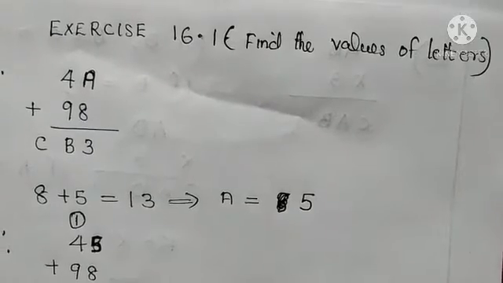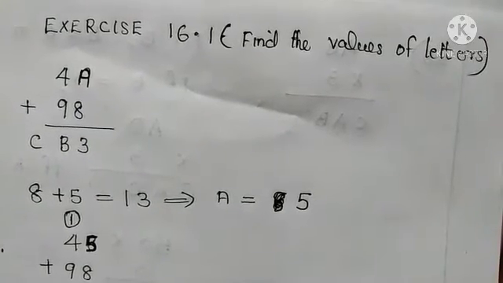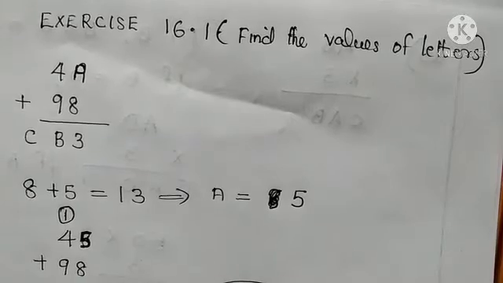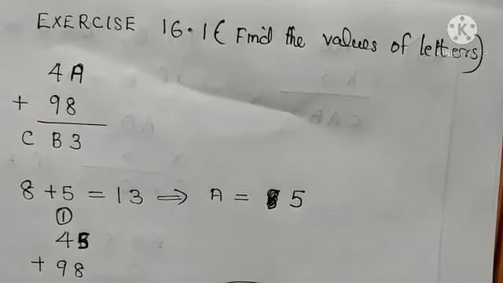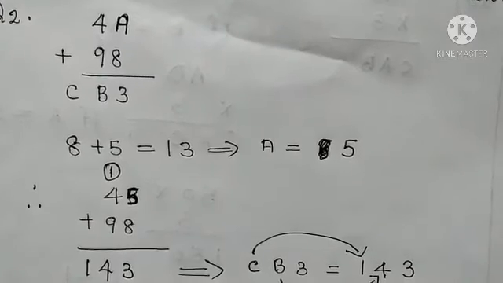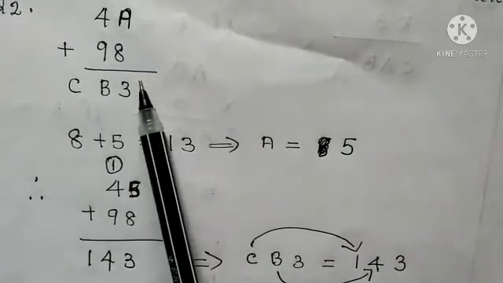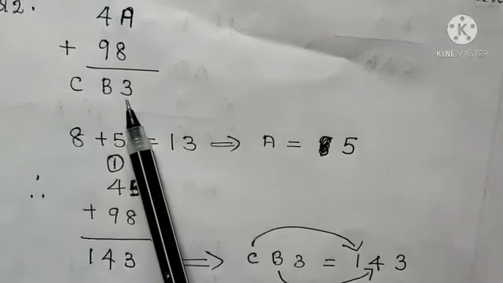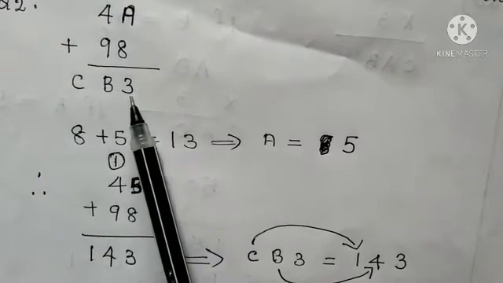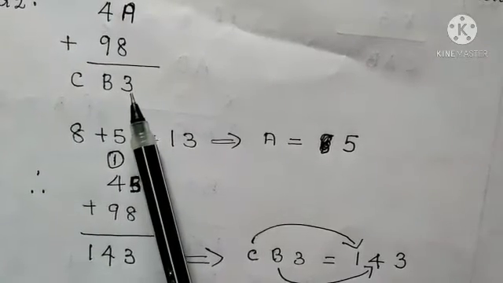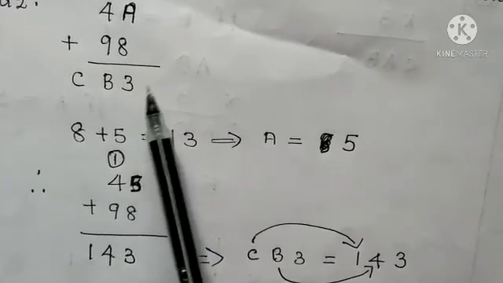Okay. Today we do exercise 16.1. Find the values of the letters in the given questions. First one, 4A plus 98 gives CB3. Children, I told you there are no predefined steps. We have to think and answer the questions.